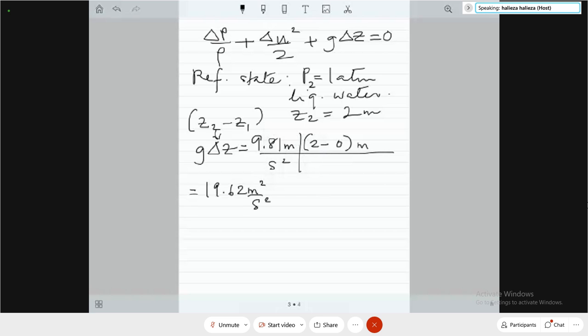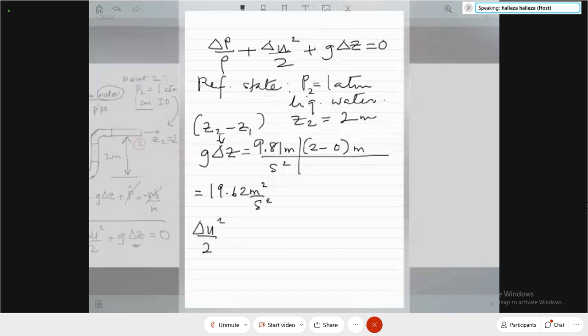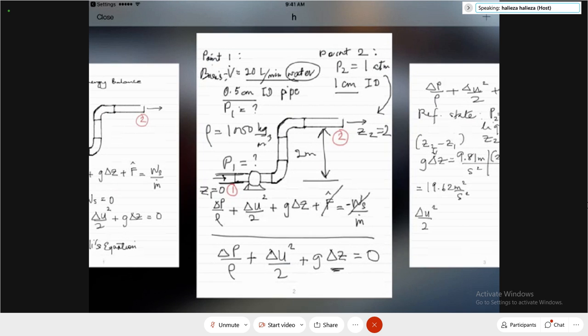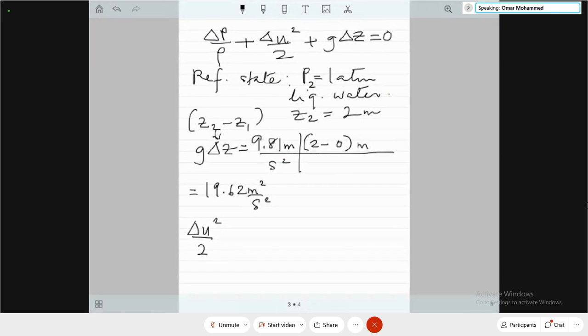Okay, that's the unit. Next, we have the change of velocity squared. But we are not given the velocity. We're given the volumetric flow rate. So how are we going to get the velocity then? Anybody? The cross-sectional area, Doctor. Good.